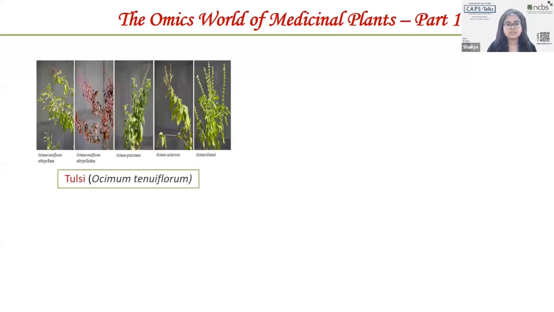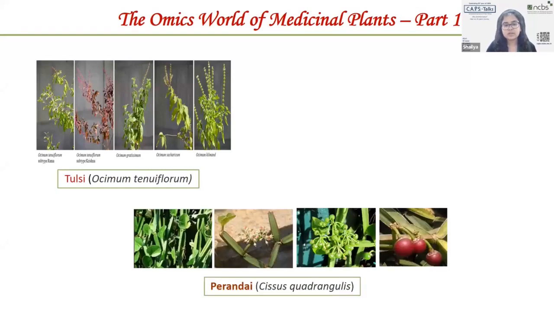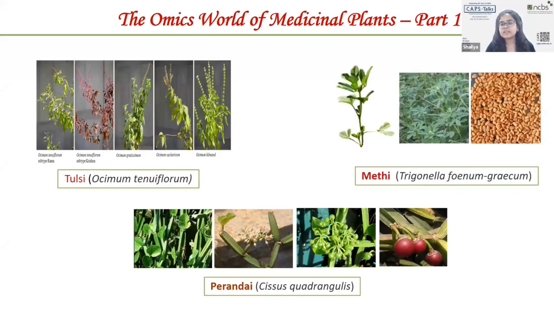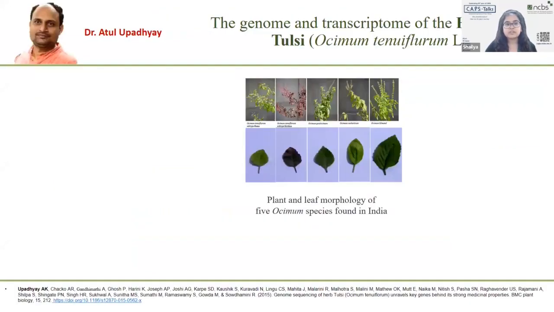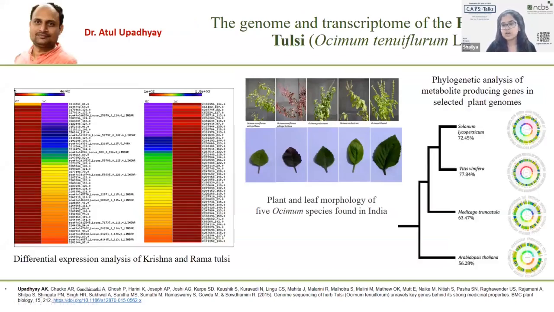The first will be on Tulsi, which is also called Ocimum tenuiflorum. The second story is on Perandai, which is Cissus quadrangularis. The third is on Methi, that is Trigonella foenum-graecum. The first story today will be covered by Dr. Atul Upadhyay on Tulsi, where we will hear about different plant and leaf morphology of Tulsi and how there are differences between Krishna and Rama Tulsi. Also, he'll be showing some comparison of Tulsi with respect to other plant genomes. Over to you, Dr. Atul.